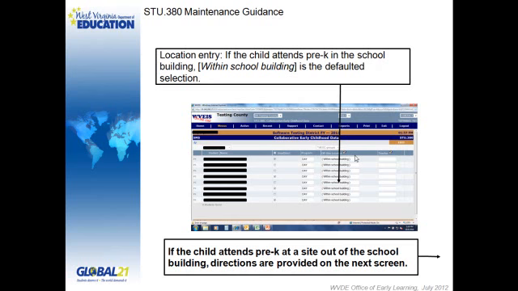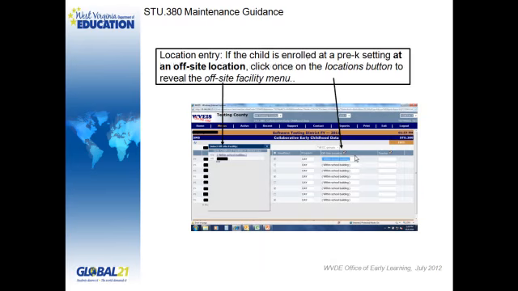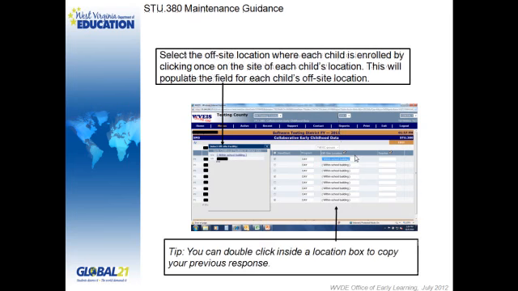Now for location entry, if the child is within a school building, within school building is the defaulted selection, but if they attend pre-K at a site out of the school building, the directions come on this next screen. You'll click on the little icon beside the words off-site location, and then the off-site locations menu will come up. Select the off-site location where each child is enrolled. Of course, you can double-click inside a location box to copy your previous response.